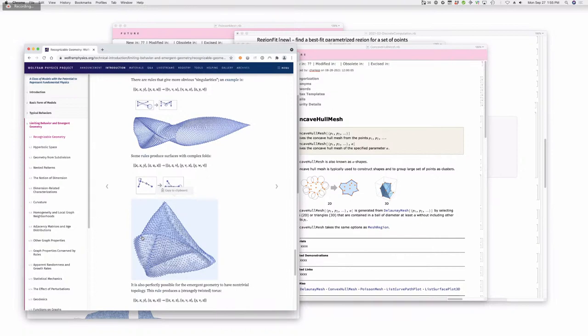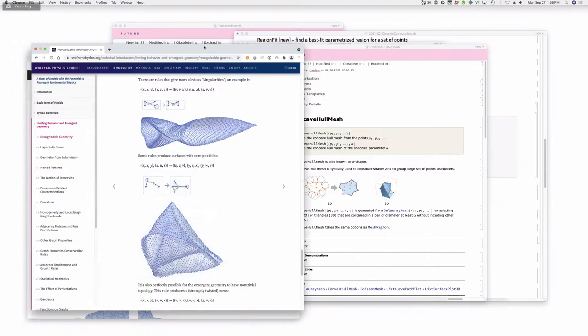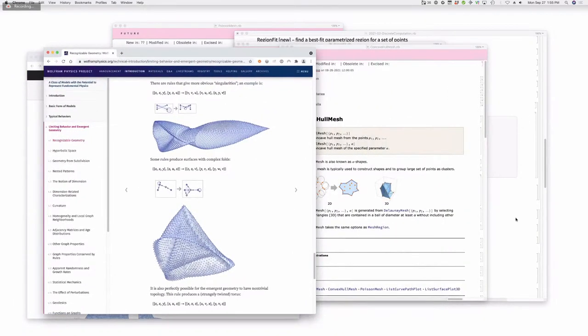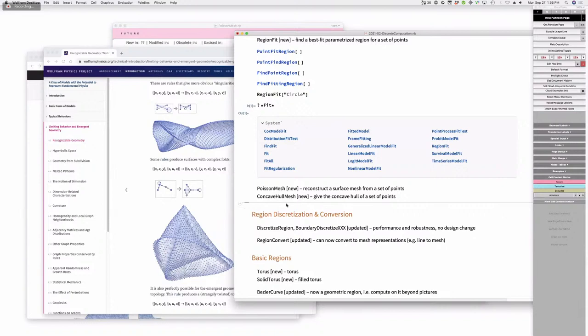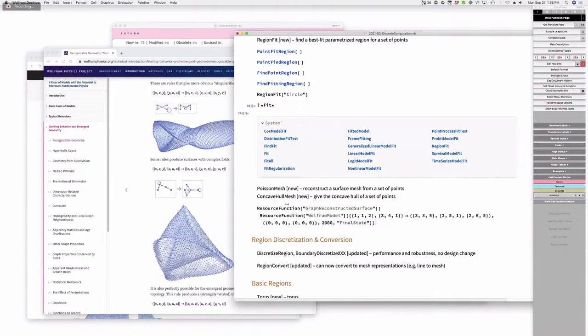Yeah. Can we get some of that data? It would be useful. Yeah, actually, trivially, it's click to copy, and guess what? When you click to copy it, it actually copies it. Paste it in. There it is. Oh, graph reconstructed surface. Okay, so that's another function there.